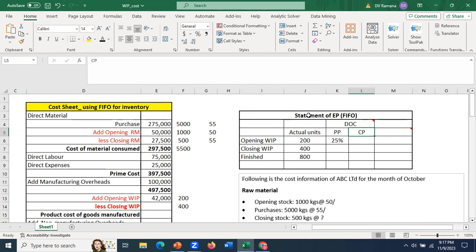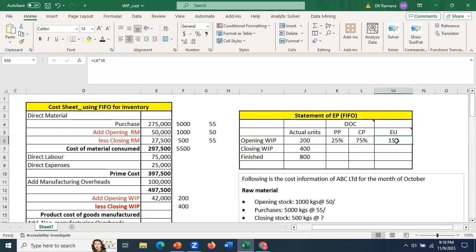Because we are following FIFO, we say that first we want to complete the opening work in progress. Therefore, I have to put in another 75% of the work. Then it will be complete in every respect. And this brings us the concept of EU. EU is equivalent units. EU is equal to actual units into the degree of completion during the period, current period.